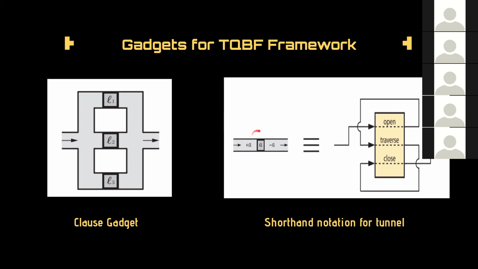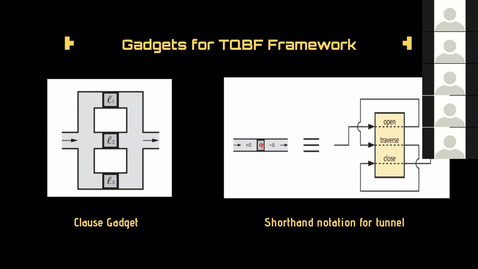Now each variable will correspond to only one door. So plus A means open A, you can pass; minus A, you cannot go back. So this is just like this. If you convert this to this, you go, open it, traverse it, close it and pass away. This is a shorthand notation for a tunnel.